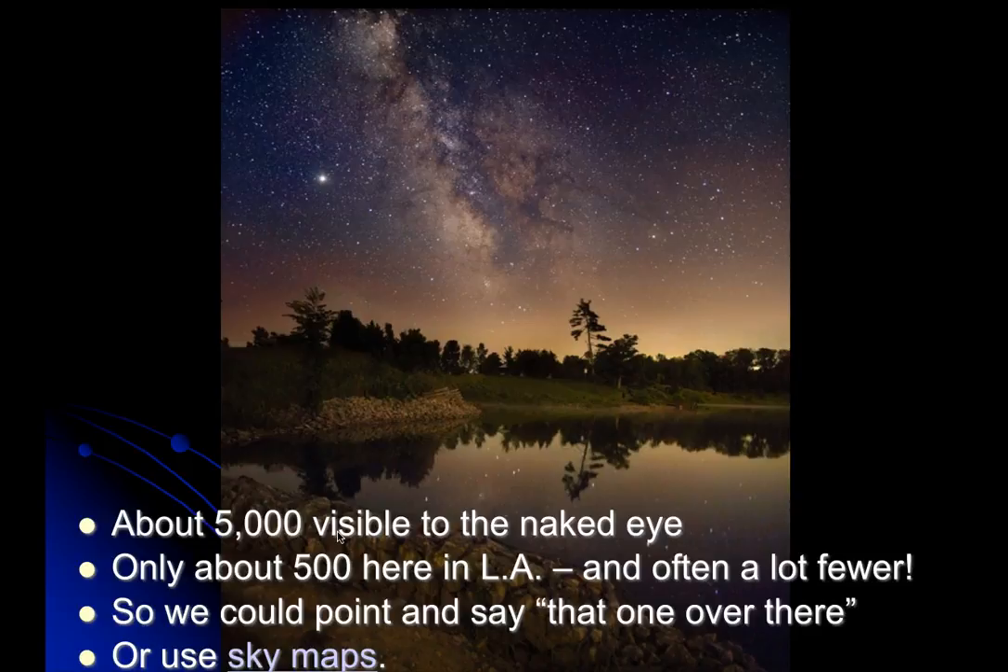There are about 5,000 stars visible to the naked eye. You can see those in the desert or in the mountains. Here in Los Angeles, depending upon where you are, you can see about 500. And if you're underneath a street lamp, maybe one or two.